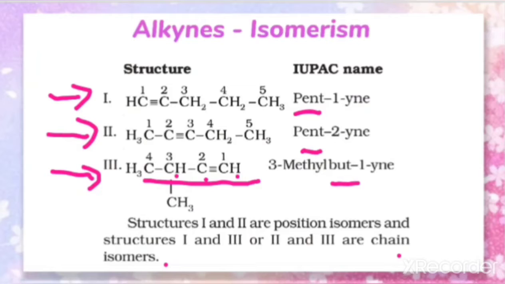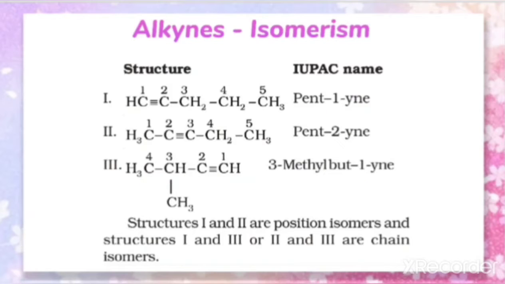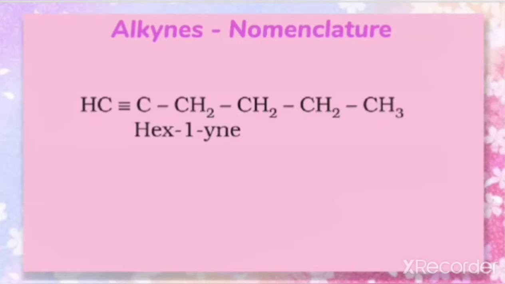So we can say that the first and third structures are chain isomers, or we can say the second and third are chain isomers. Next we are going to discuss the nomenclature. So we'll take some examples and write the names. We have to follow the same rules because here there is only carbon and hydrogen. There is no other functional group here.